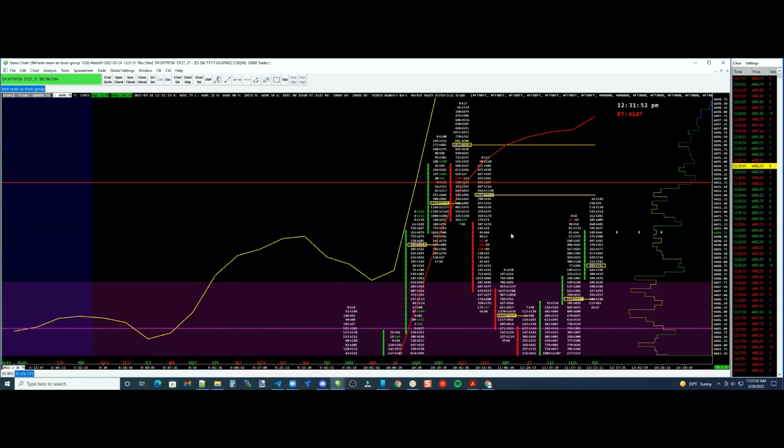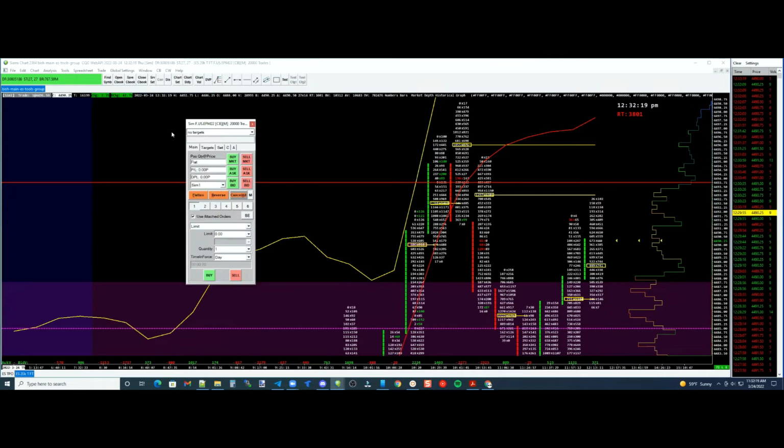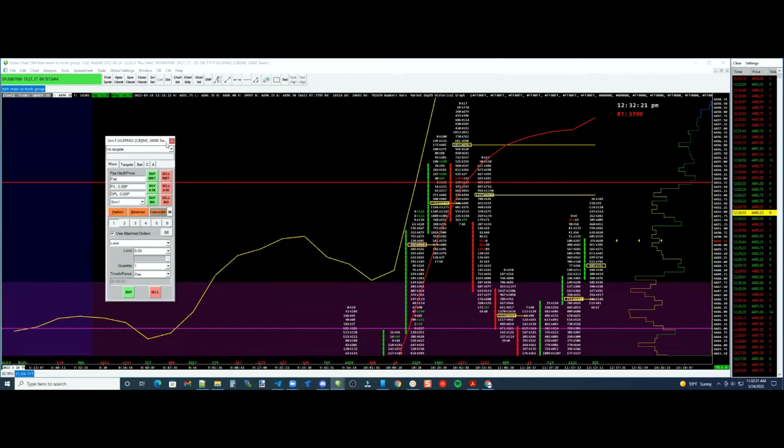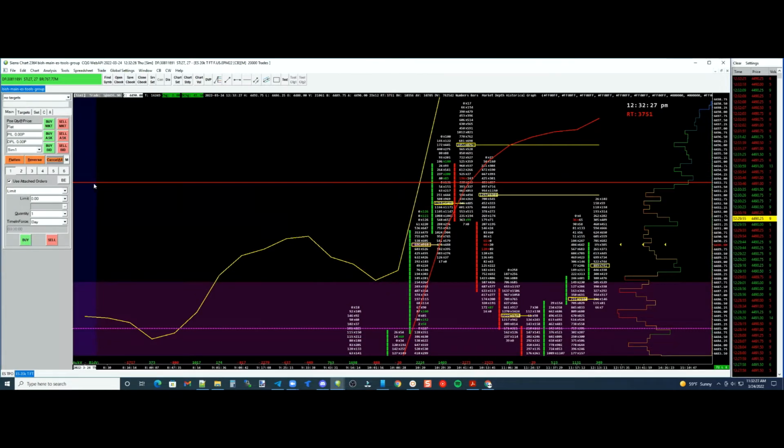So first of all, the ways that you can execute an order in Sierra Chart, there's basically five, and I'm going to walk through each one. First, there's a trade window. Under Trade, you open up a trade window for the chart. It can be attached or it can be floating. This would be a floating trade window, and this would be an attached trade window. The attached trade window is attached to the chart.